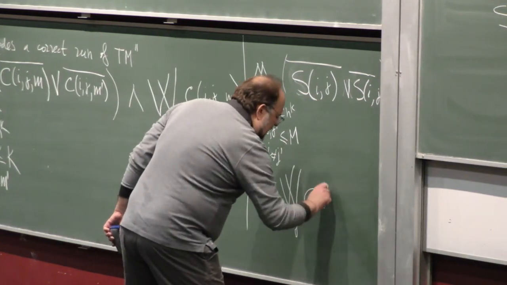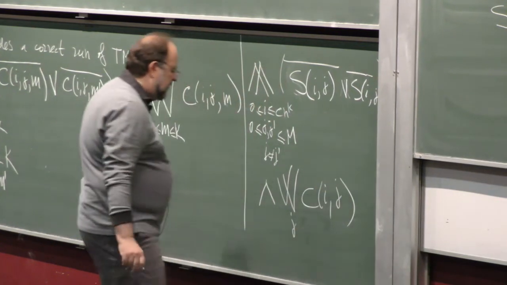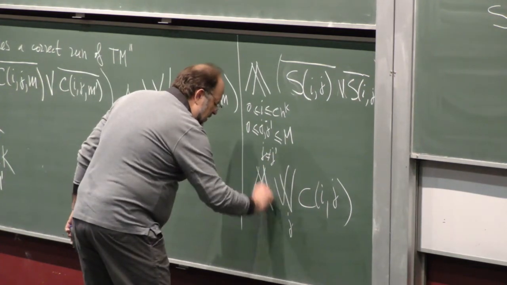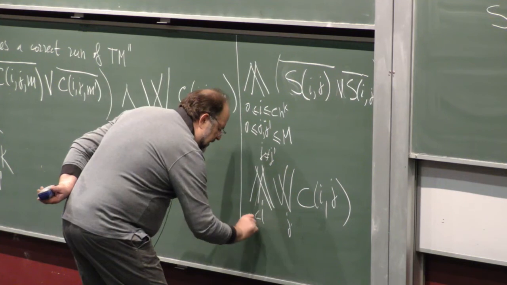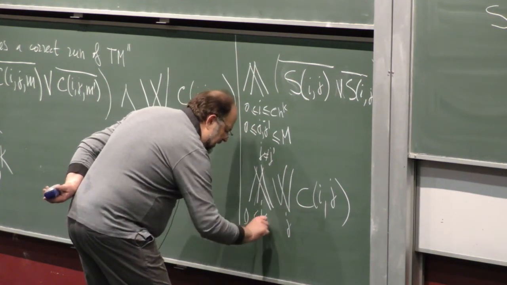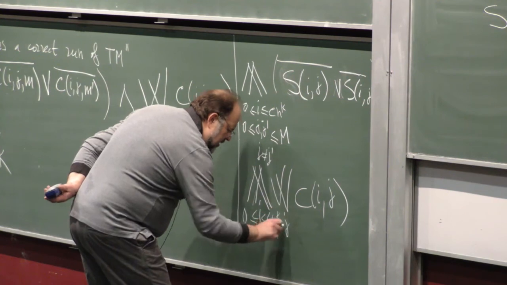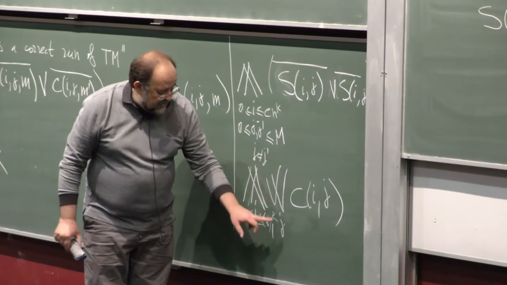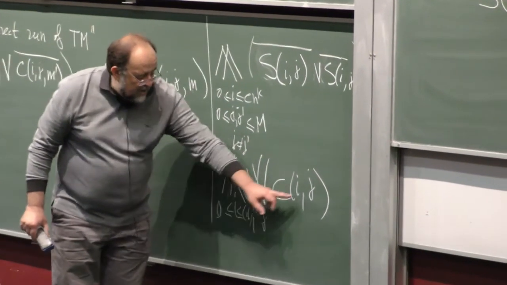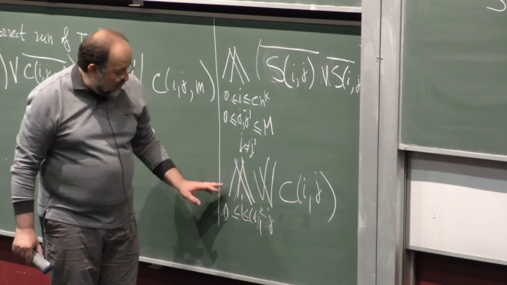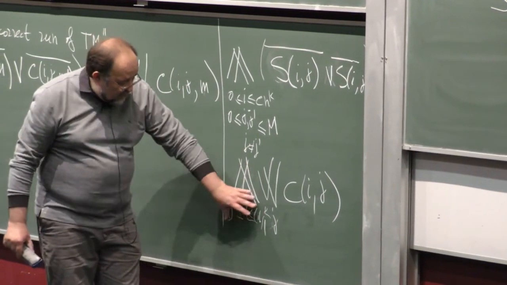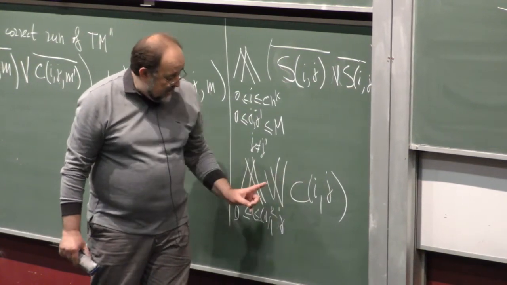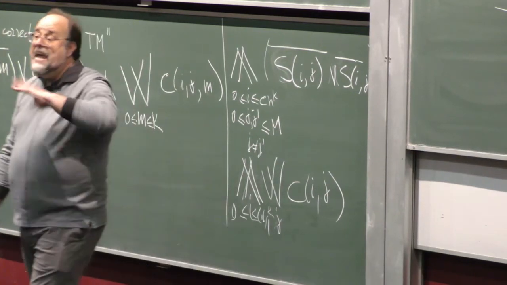S_{I,J}, for all steps between zero and C times N to the K. You have a conjunction over all steps of a disjunction over J, so that at least some state holds, so the machine is always in a state.